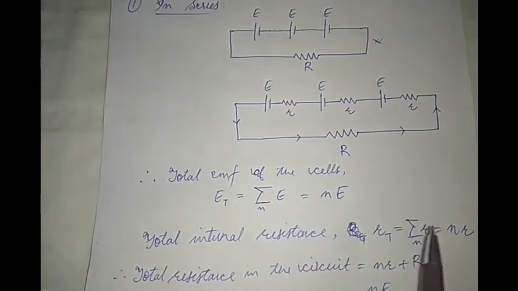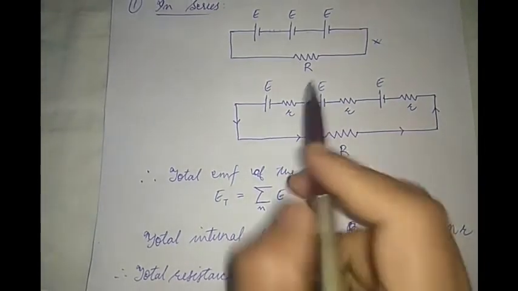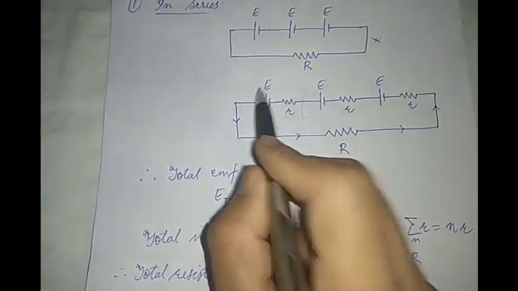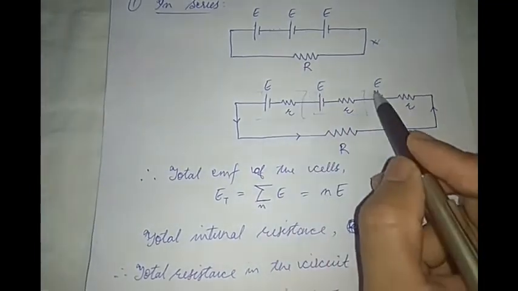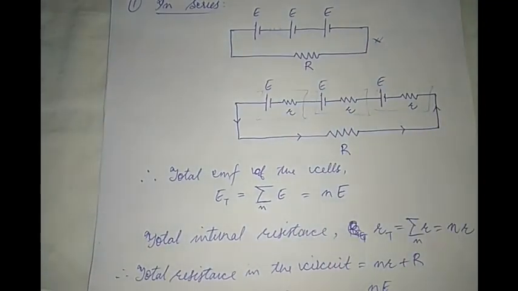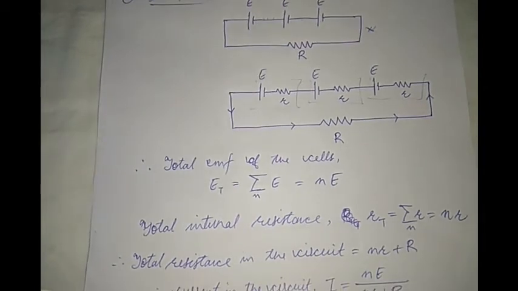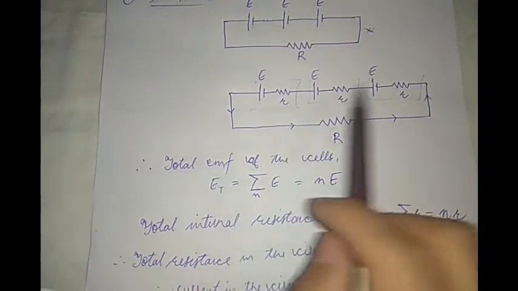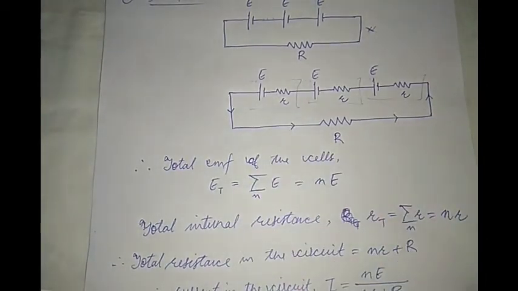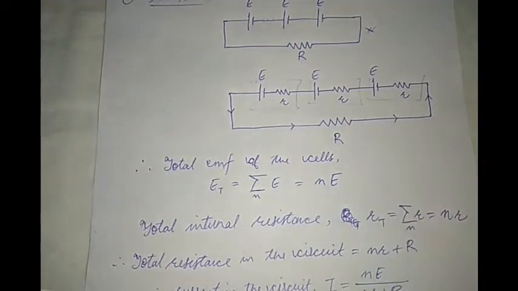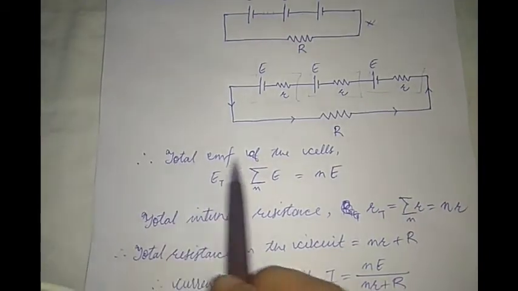Let us look at this picture. So this forms one cell, this is the other cell, this is the third cell. Although I have only shown 3 cells over here, you can have n number of cells, whatever n is. So we have n cells connected in series, and we have capital R as the external resistance. Each cell, by the way, has EMF E.